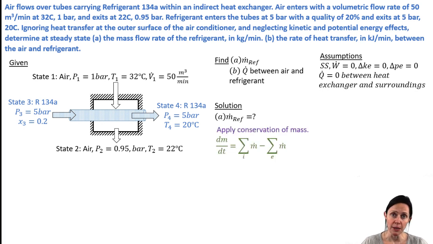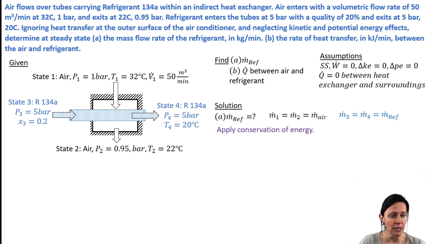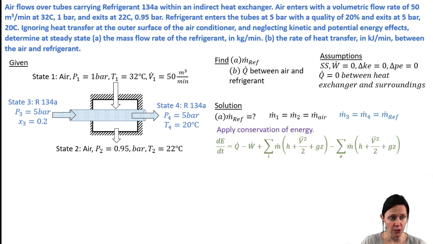So I'm going to apply my conservation of mass for both the air and the R134A. Since it's steady state, the dm/dt goes away, and I've got the sum of the m dots going in equals the sum of the m dots going out. So for the shell, m dot 1 is equal to m dot 2, and that's just m dot of the air. And for the tube, m dot 3 is equal to m dot 4, which is just the m dot of the refrigerant.